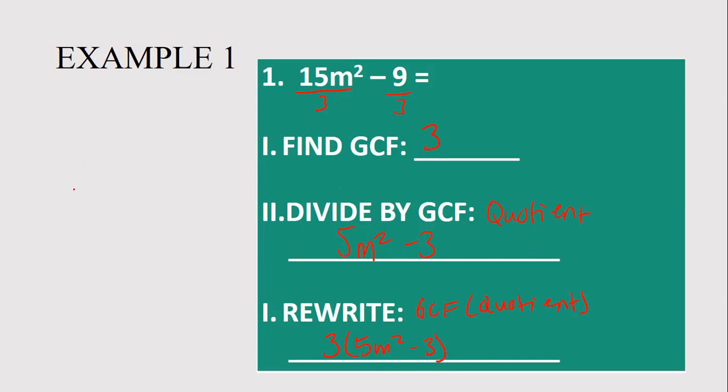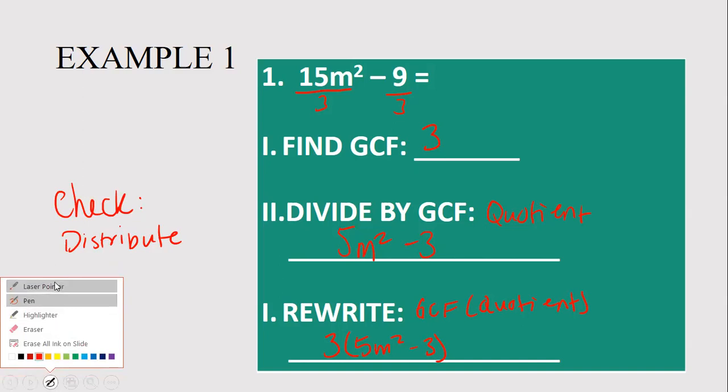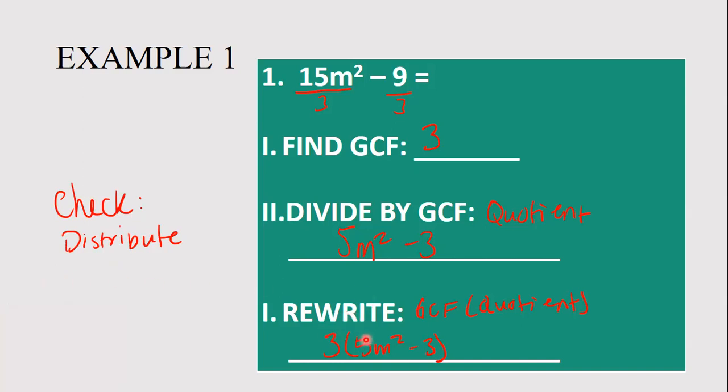Okay, to check yourself, anyone want to guess, how would you check yourself? Distribute. You check yourself by distributing. So let's do distribution out loud. Ready? 3 times 5m squared, 3 times negative 3. Is that what we started off with? So what does that mean? We did it right. So every time you ask me, Miss, did I do this right, what am I going to tell you to do? Distribute. You can check yourself. There's no reason why you should get these types of problems wrong, because you can check yourself. If you don't feel good, like, I think I messed up, distribute.